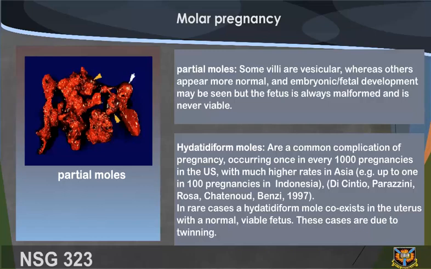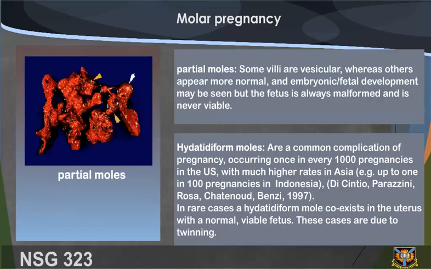Hydatidiform moles are a common complication of pregnancy, occurring once in every 1,000 pregnancies in the US, with much higher rates in Asia, e.g., up to 1 in 100 pregnancies in Indonesia.